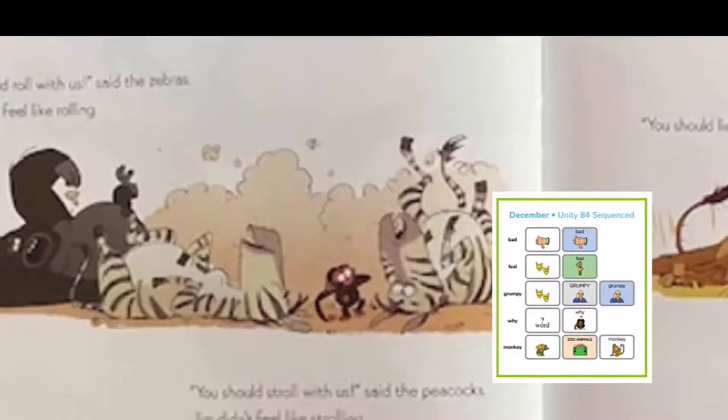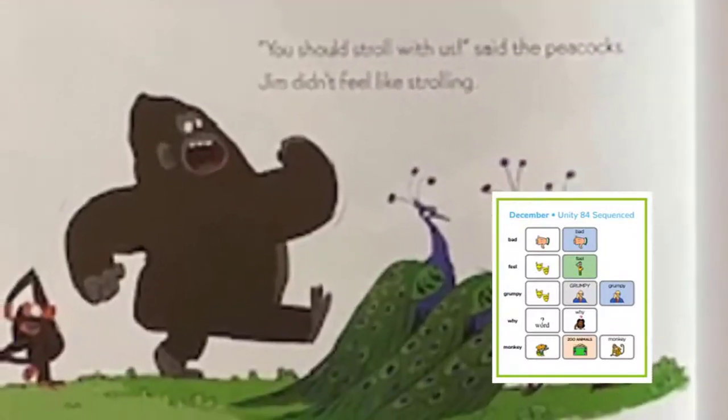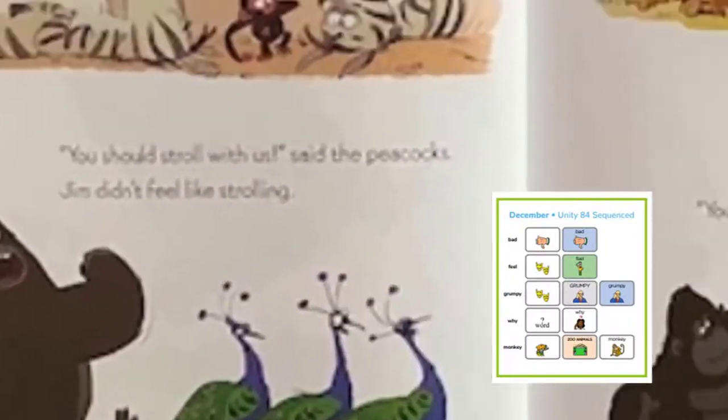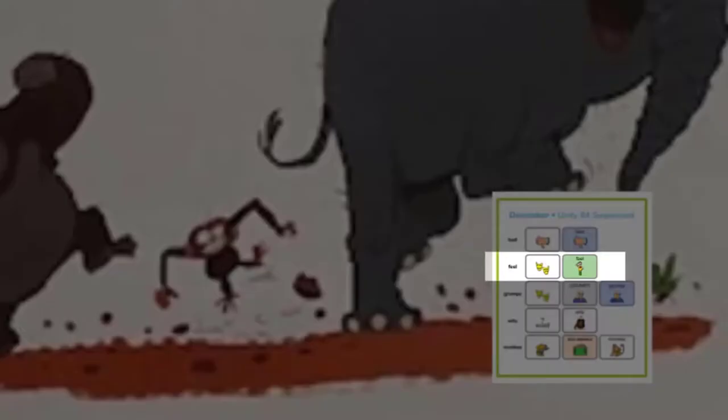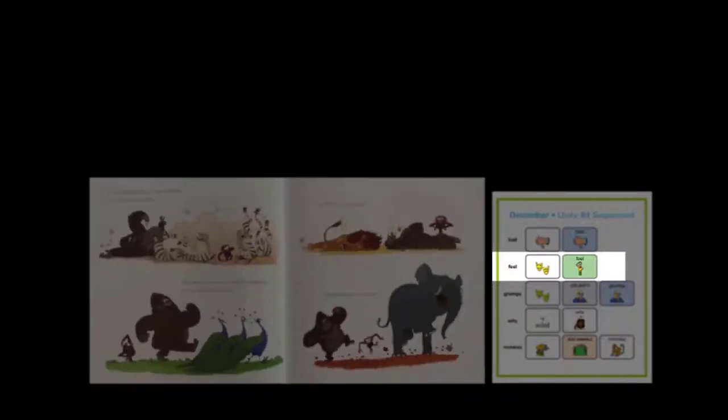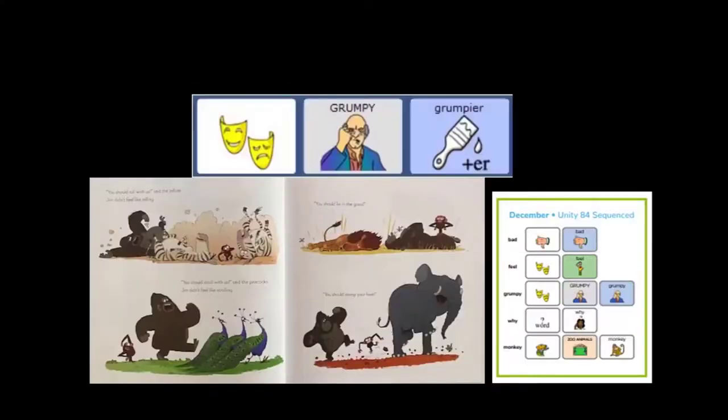The zebras want him to roll. The peacocks want him to take a walk. The lions want him to lie down. And the elephant wants him to stomp. Do you think he will feel better or feel even grumpier?